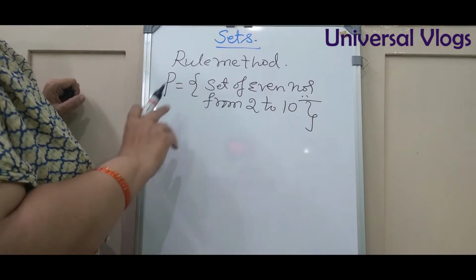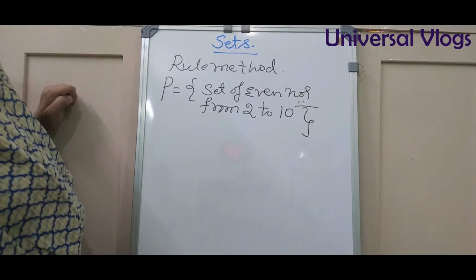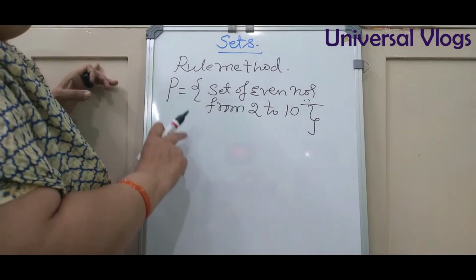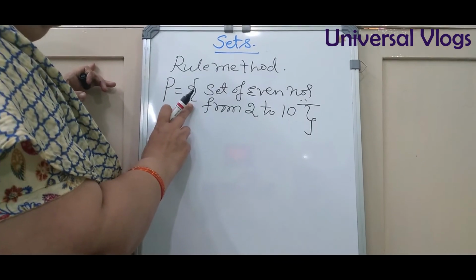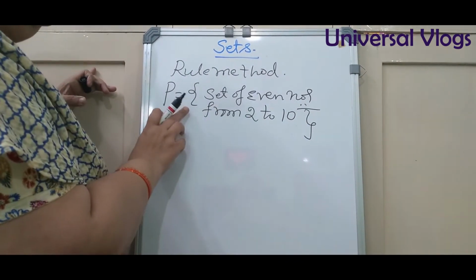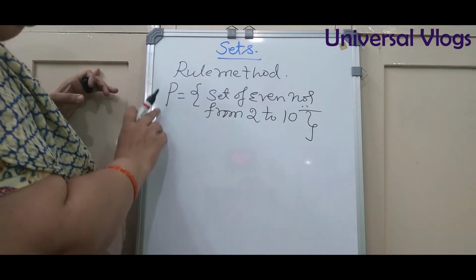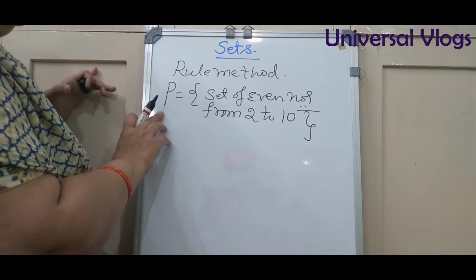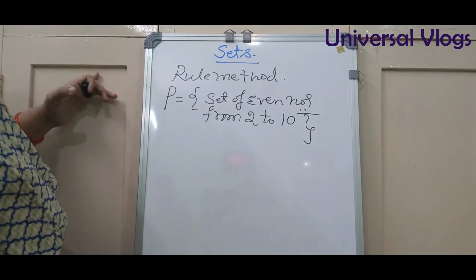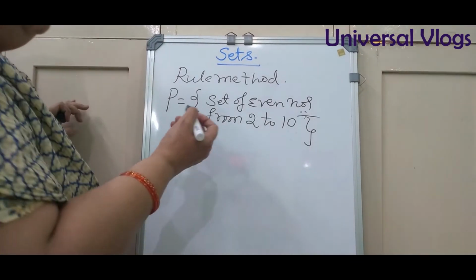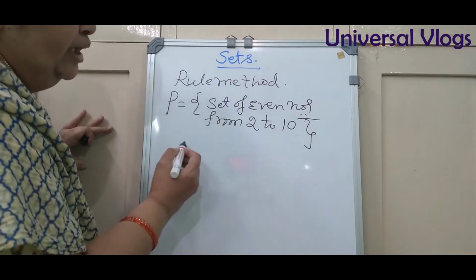So the roster method and the rule method are the two ways in which we can describe a particular set, and a set is always represented within flower brackets. It starts with a flower bracket and ends with a flower bracket, and it is always named with a capital letter. Next I will tell you about some symbols used for sets.